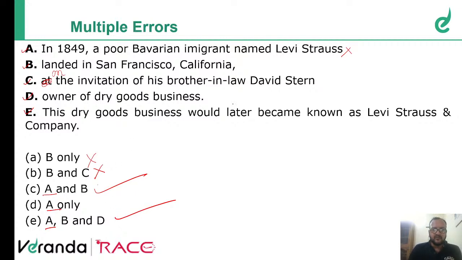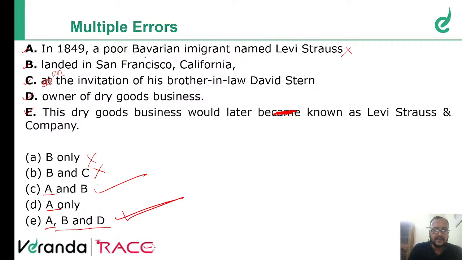This dry goods business would later became known as. It should be later be known as. So the answer would be A, B and D. We have to find the option which contains the correct sentences. So E will be the answer. A, B and D are the correct sentences. Fine, so let us revise it.